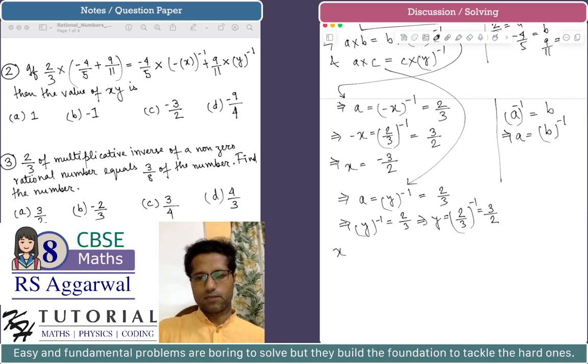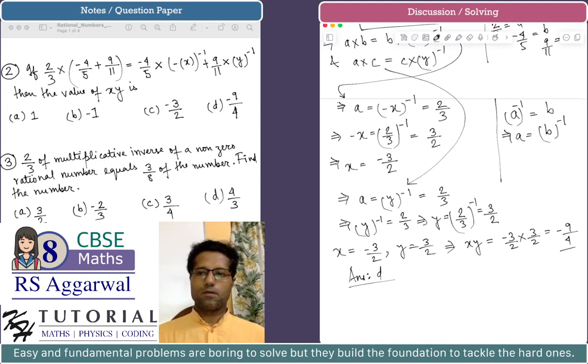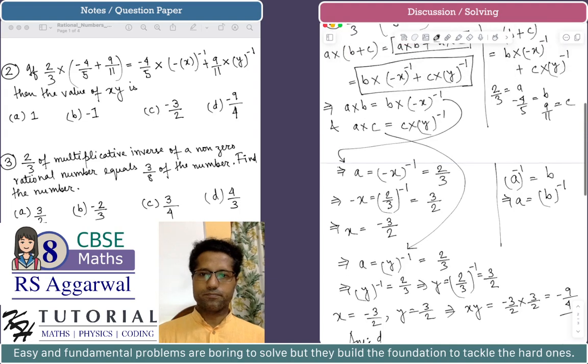So we got x equals minus 3 by 2 and y is equal to 3 by 2. This implies xy is equal to minus 3 by 2 multiplied by 3 by 2, which is equal to minus 9 by 4. So the correct choice is D.